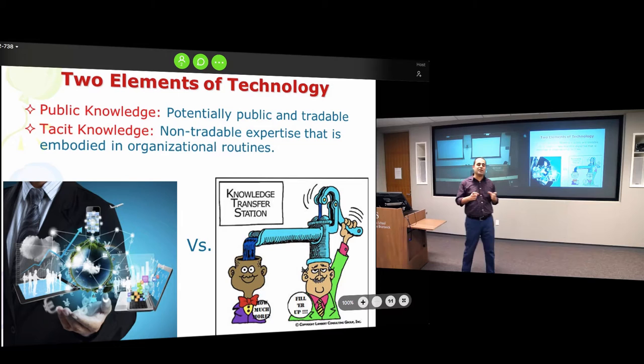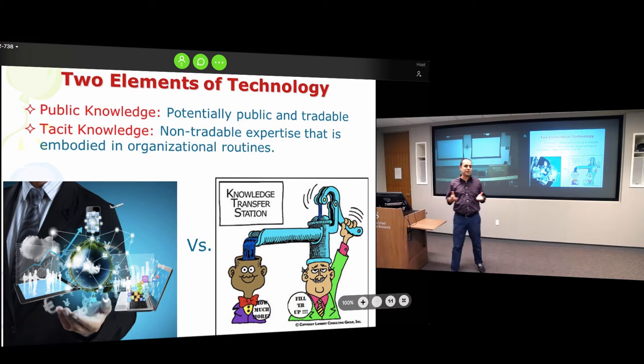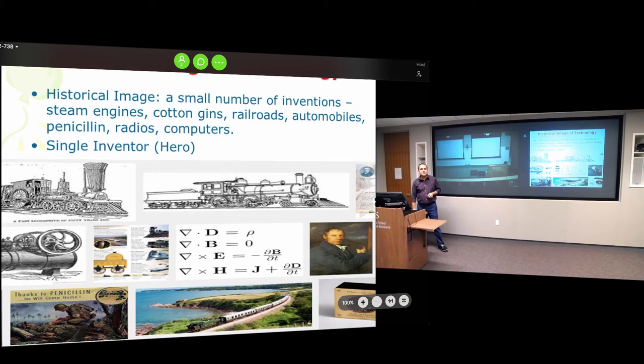It can only be learned by interacting with each other, or it's embedded in the networks of relationships. You cannot just sell your tacit knowledge. You have to do it yourself. If you don't have some background information, some knowledge about that particular technology, you cannot just learn it. You have to interact with the experts of those areas. So this discussion will bring us to the historical image of technology.